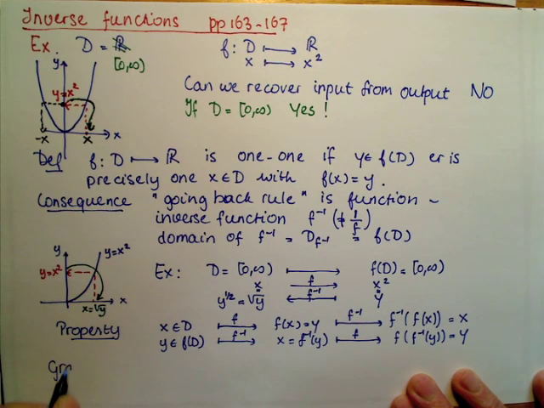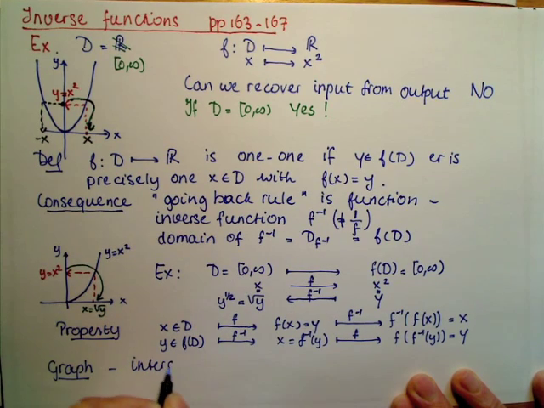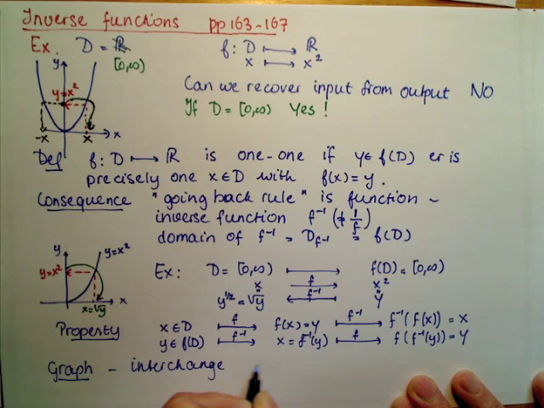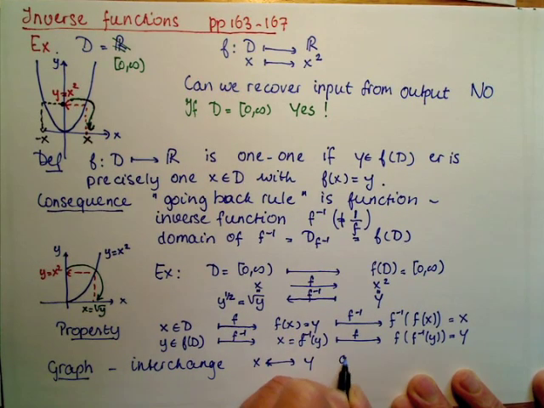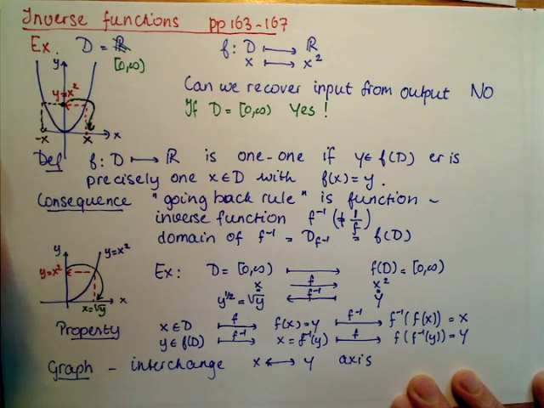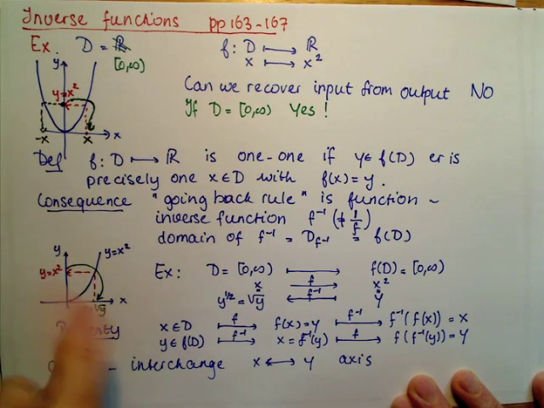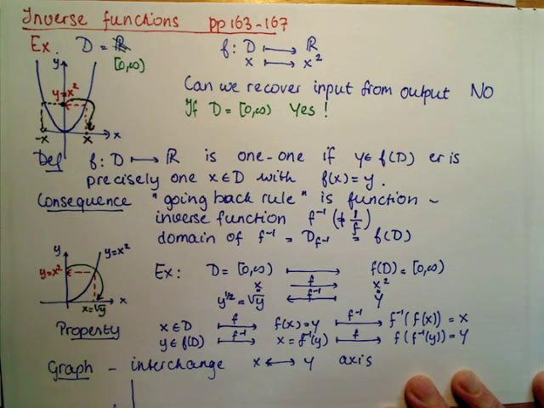Is it easy now to make a graph of this inverse function? Well, you can do it by interchanging, in fact, the x and y axis. So we swap y and x. What do you get? So we put y now on the horizontal axis, x on the vertical axis, and we swap these two. Then you get this picture. This is now the function, as we said, x equals square root of y.